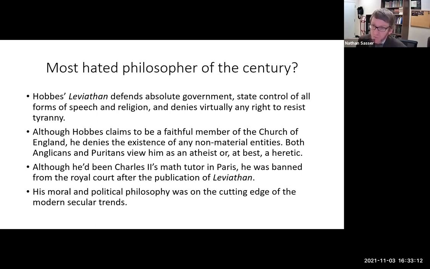However, although Hobbes claims to be a faithful member of the Church of England, he denies the existence of any non-material beings. In traditional Christian theology, God is supposed to be a non-material being, a spirit. There are also supposed to be other non-material beings, like, say, everybody's supposed to have a soul that survives physical death, and there are supposed to be angels and demons and so forth. But Hobbes thinks if those things exist at all, they're physical beings. So everybody, Anglicans and Puritans, viewed him as an atheist or at best a super weird heretic. So he was banned from court and everybody wrote books against him. That's slightly oversimplified, but a lot of truth in that.